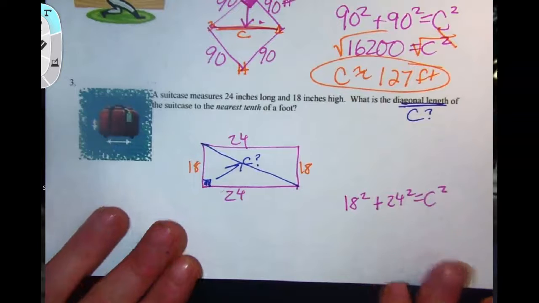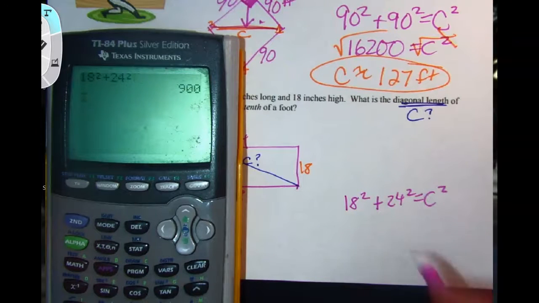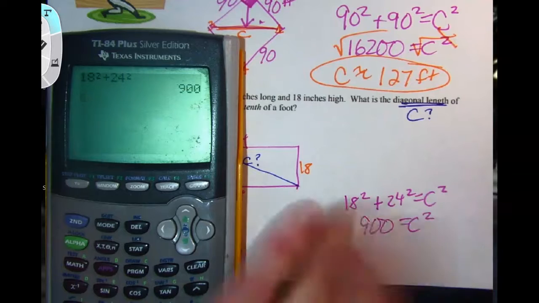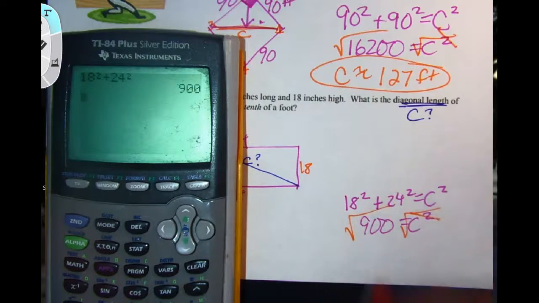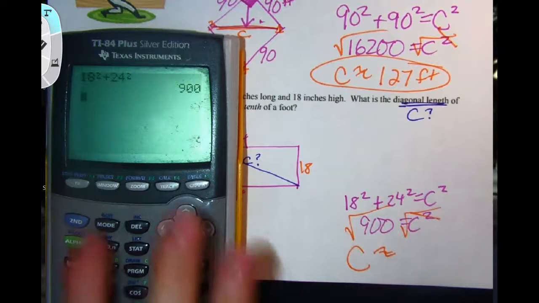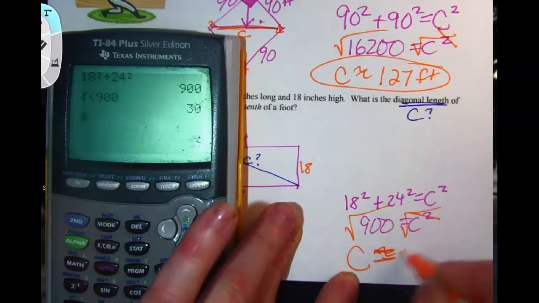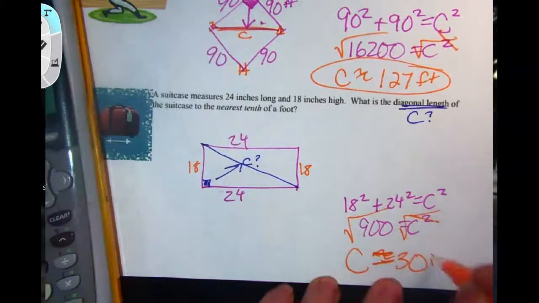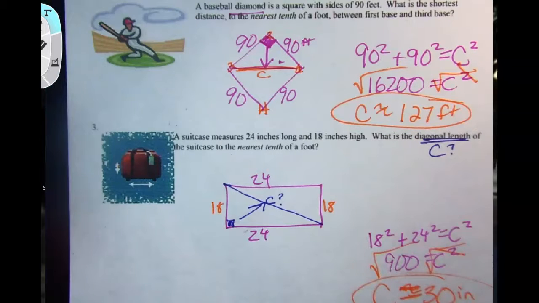So this is another one where it's nice because we can enter it all in our calculator. 18 squared plus 24 squared, and we get 900 equals C squared. And then the last step is we take the square root, it cancels, and C is the diagonal length. So the square root, so second, and that sign, 900, so it's actually exactly 30 inches. That's the diagonal's length.